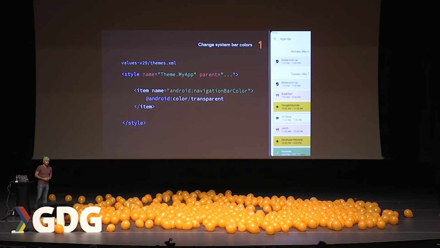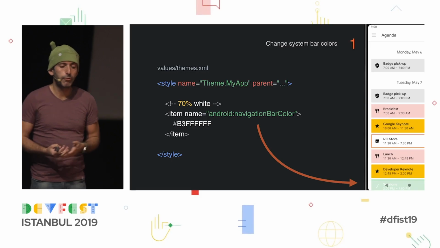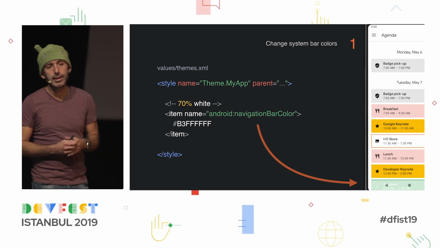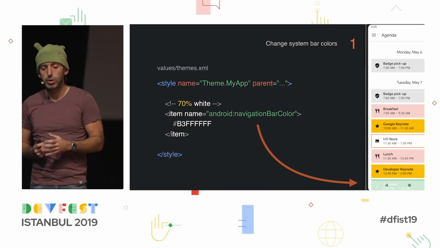The first thing you need to do is, of course, make the navigation bar transparent. If you're targeting Android 10, you need to edit the version 29 themes XML and set the navigation bar color to transparent. Similarly, you can set the status bar to transparent too. If you're targeting before 29, then you need to do some manual work.